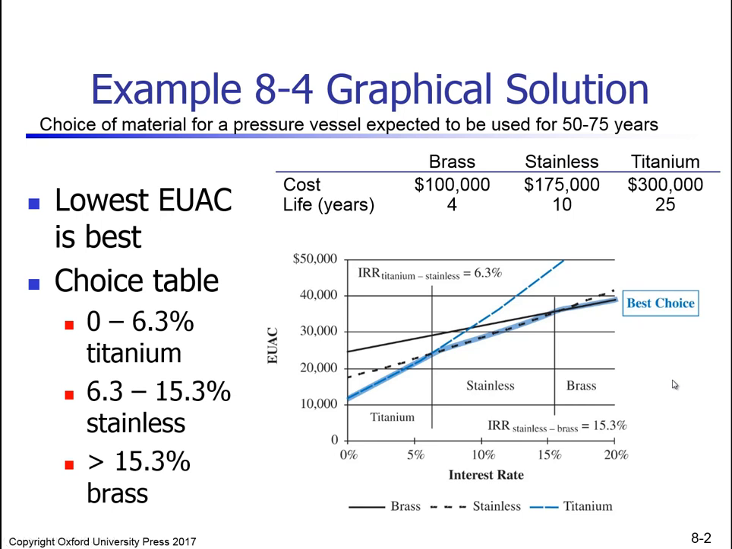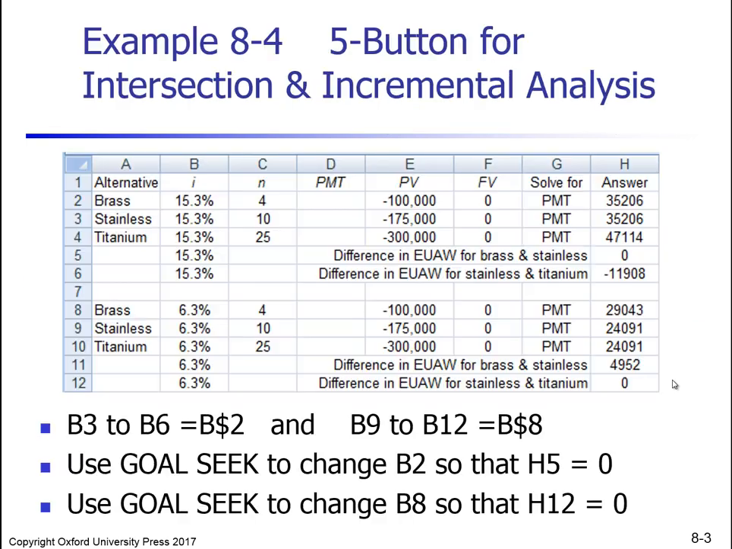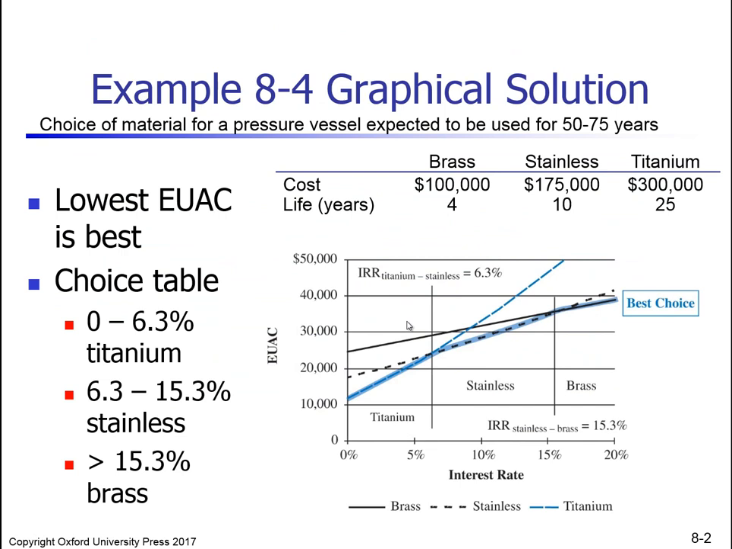We can also look at this in Excel. So if we go here, what this spreadsheet is attempting to do is use goal seek to determine the intersection. So if we look at the previous slide, we saw that there was an intersection somewhere right around 6, and you see we determined at 6.3, and then there was this intersection between stainless and brass somewhere a little beyond 15, and we determined that was 15.3. It's a challenge unless you've really plotted in high resolution to figure out exactly where that intersection is.